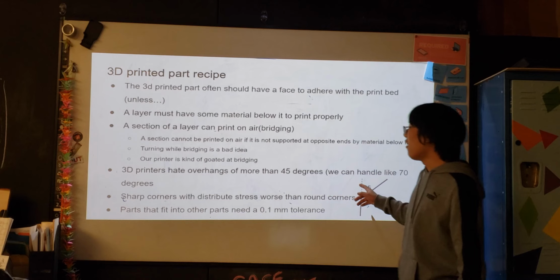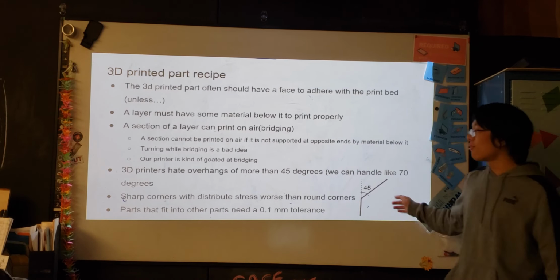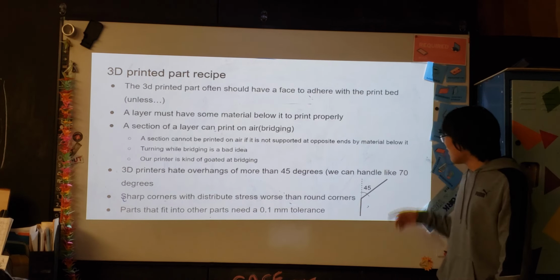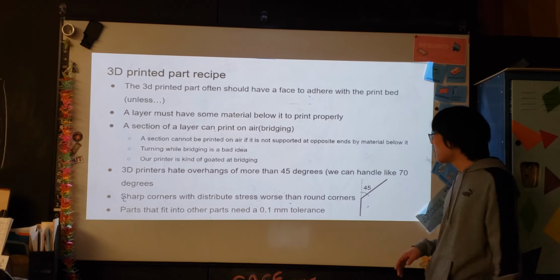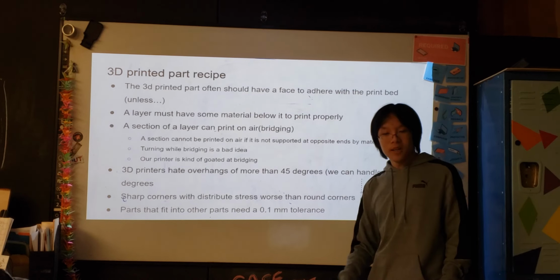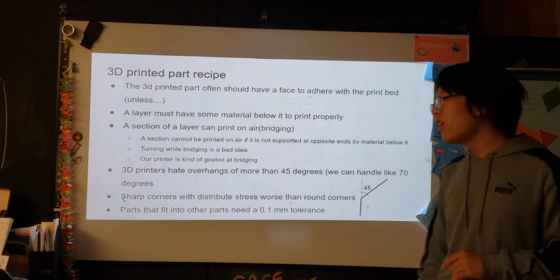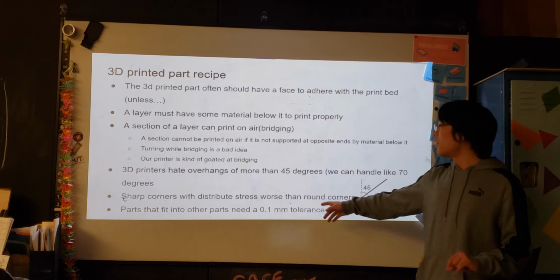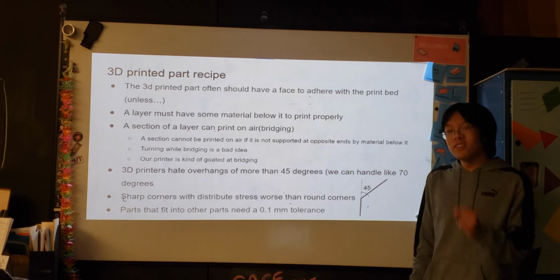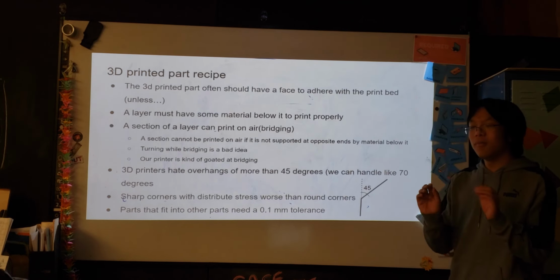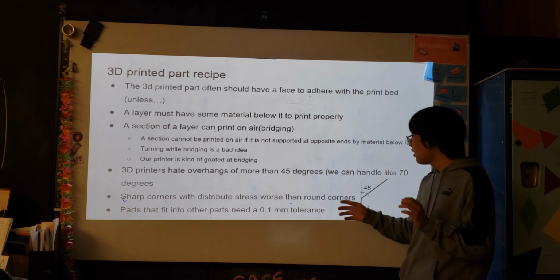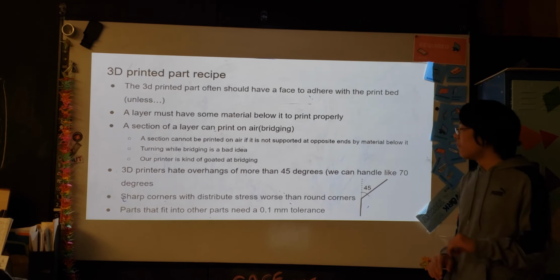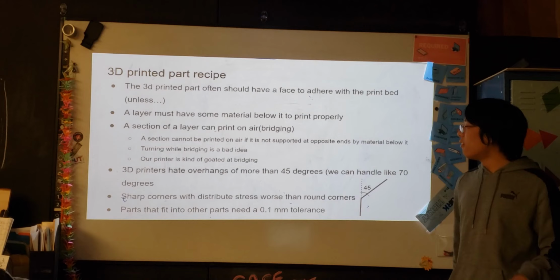3D printers hate overhangs of more than 45 degrees from the vertical. But we can handle maybe not 70, maybe 65 degrees. But I'm pretty sure my pulley has a 70-degree angle and it still works. Sharp corners distribute stress worse than round corners. That's pretty important if you want something really strong.